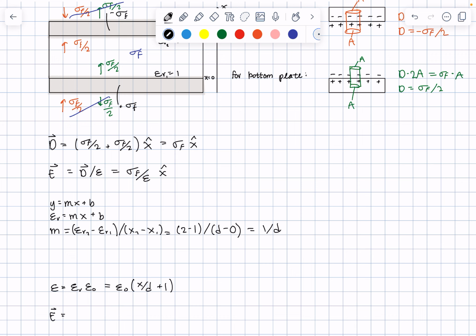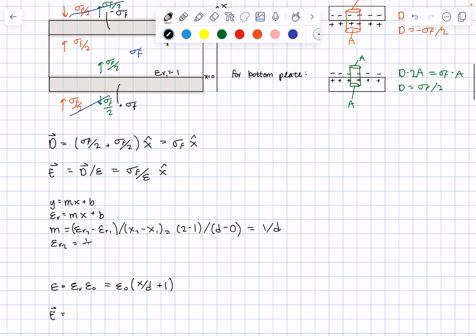And then to solve for our b, we can say epsilon R2 is going to be equal to our slope, which is 1 over d now, times x2 plus b, and solve for b. So now b would be equal to epsilon R2 minus x2 over d.